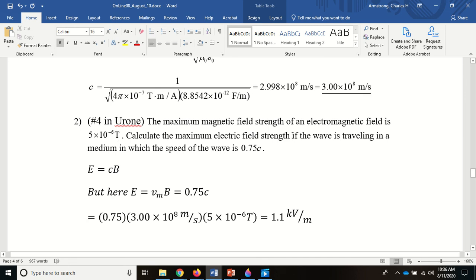Calculate the maximum electric field strength if the wave is traveling in a medium in which the speed of light is 0.75 c. So basically you have 0.75 times the speed of light, 3.00 times 10 to the 8th, times your magnetic field that they gave you right here, and you get 1.1 kilovolts per meter. Remember, that's the units for electric field: volts per meter, kilovolts per meter. All right, so very simple. That was all that chapter 1 stuff.